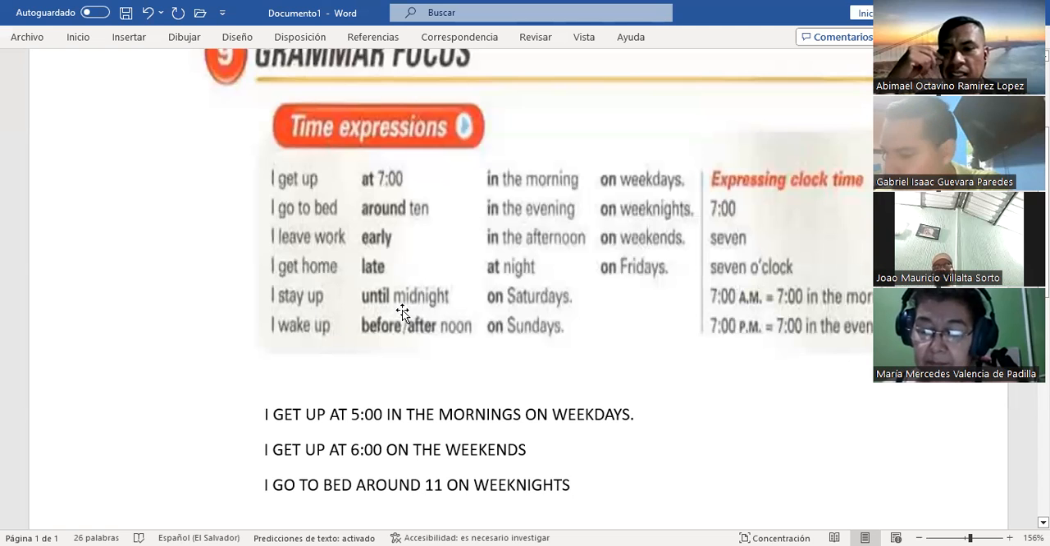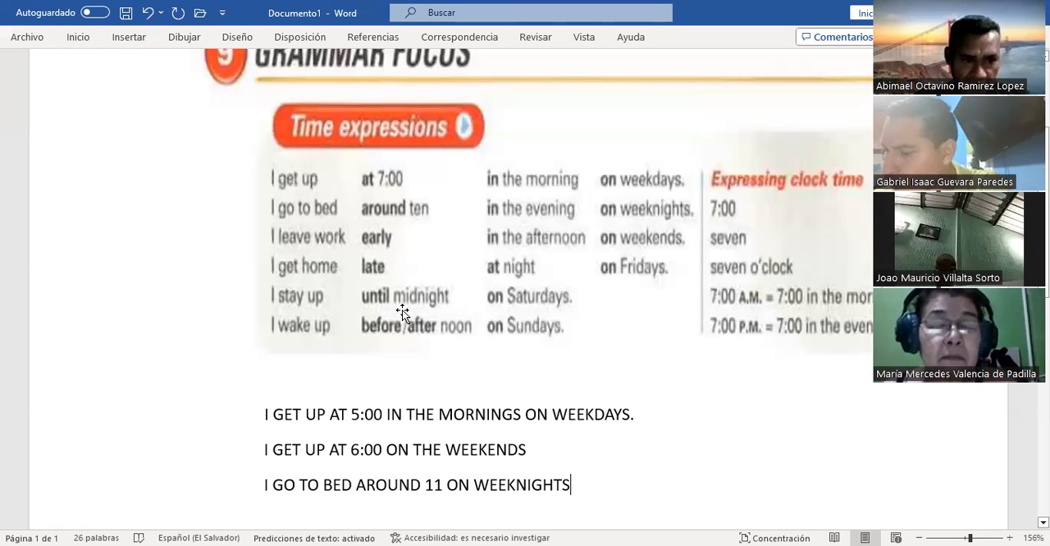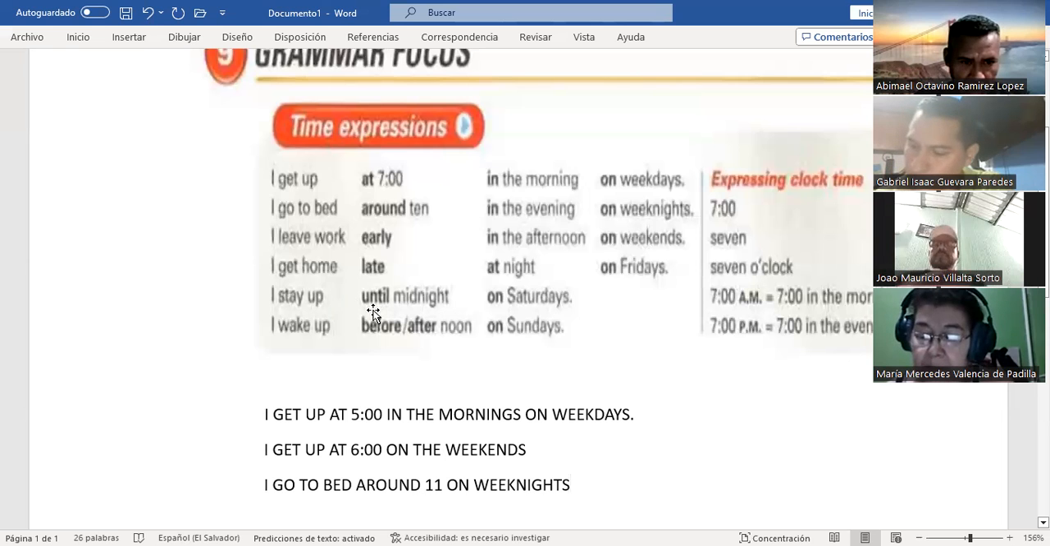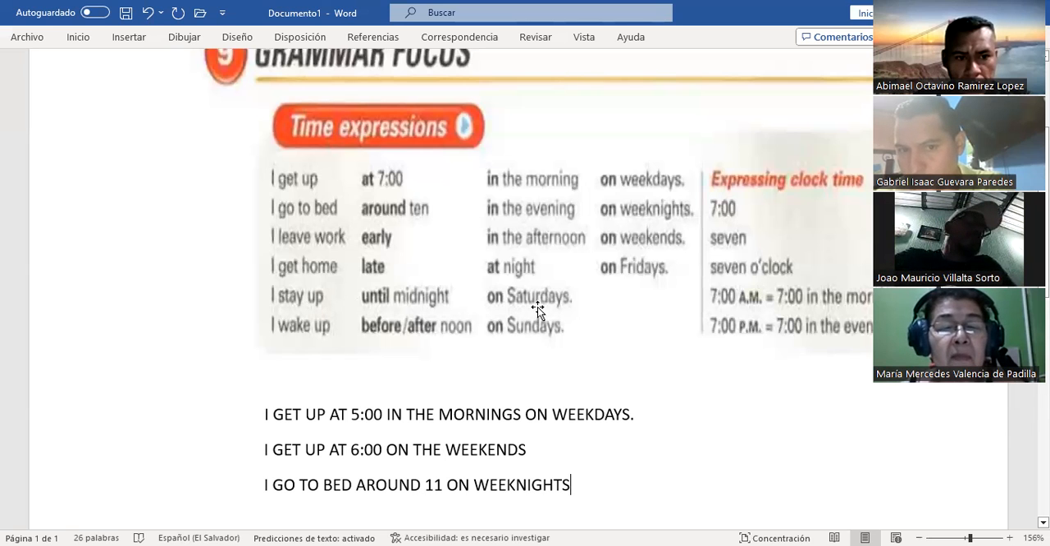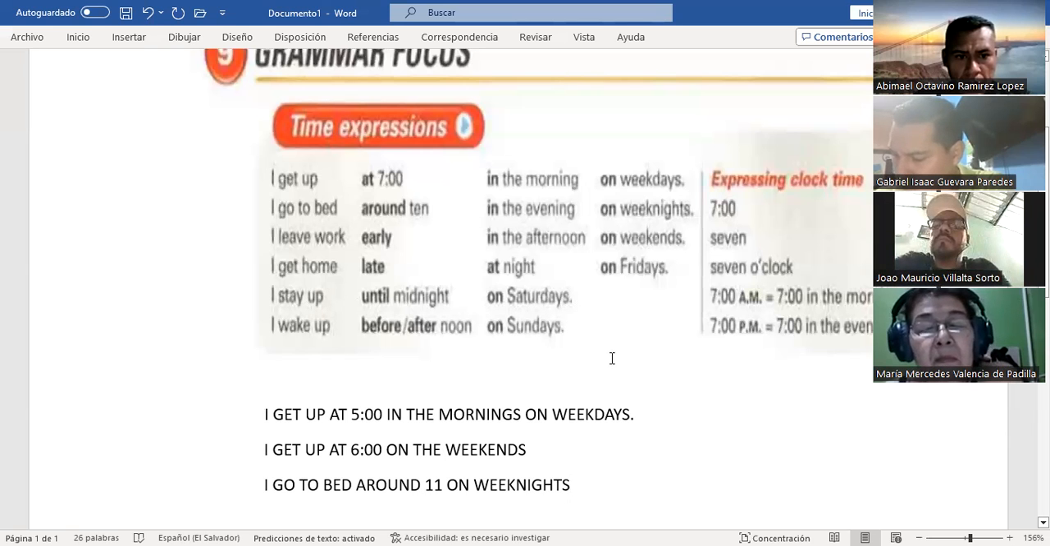Stay up until midnight. Until means hasta. I stay up until 10. I stay up until 1 a.m. I stay up until 3 a.m. Hasta las 3. I stay up on Saturdays. Yeah, I stay up on Saturday because Saturday is party time, okay? Friends, dancing, go to Planes de Renderos, etc., right?